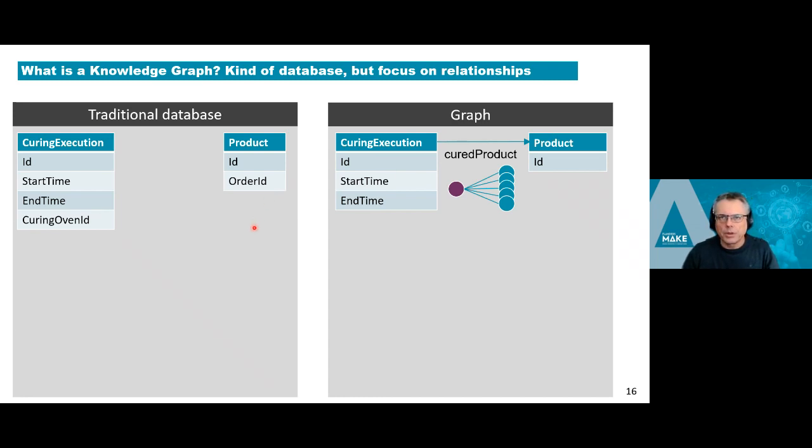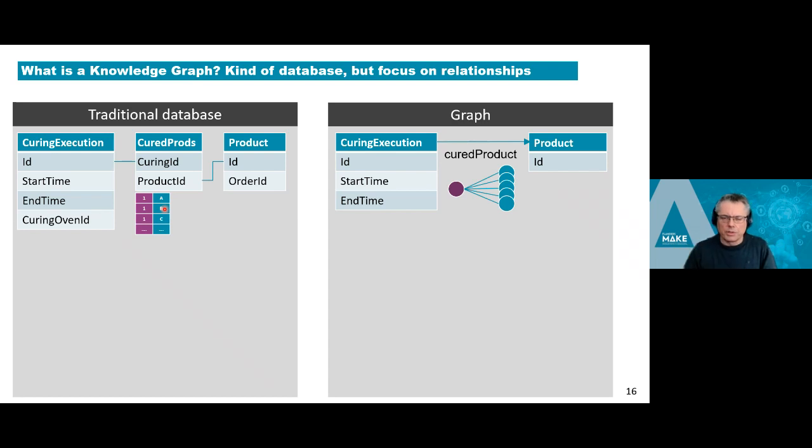In a traditional database, on the other hand, it's a bit artificial. You will say a curing execution is linked to a new artificial table, cured products, where you link that curing ID to a product ID. And you say, for instance, curing ID 1 is linked to product A, and it has been performing something on product A, and the same curing execution was also handling product B, and so on and so on.